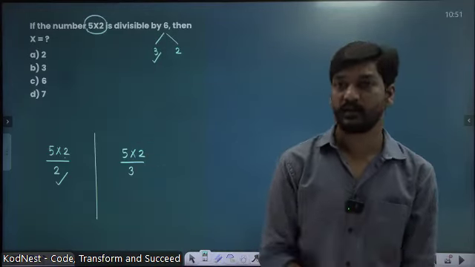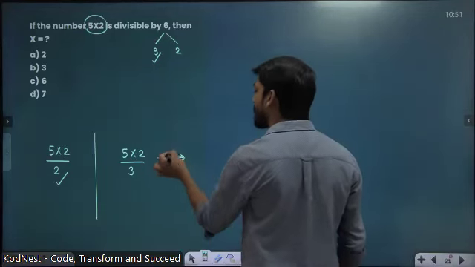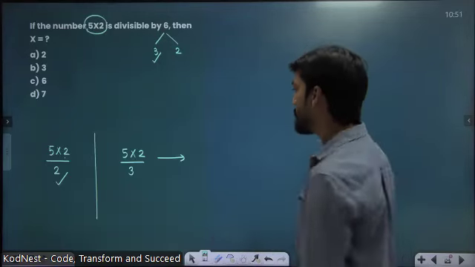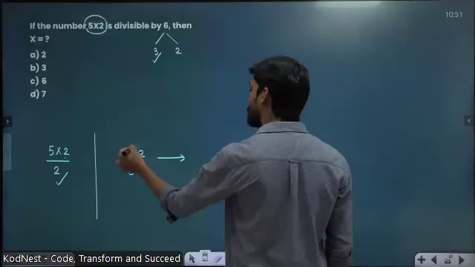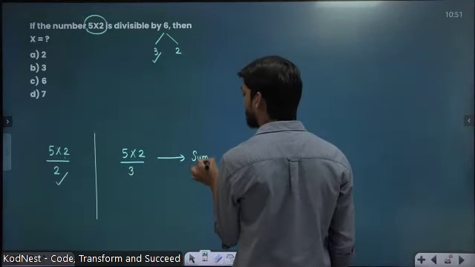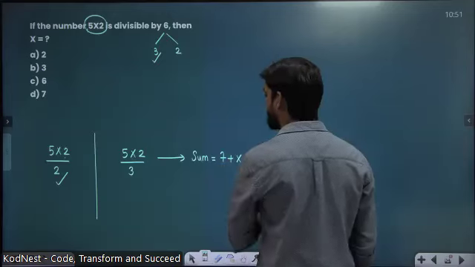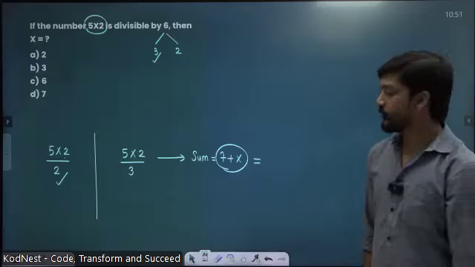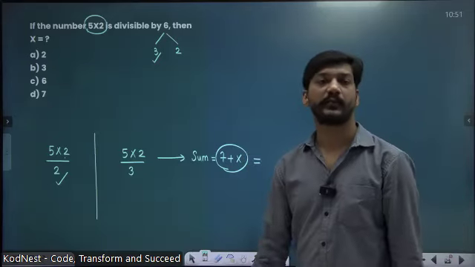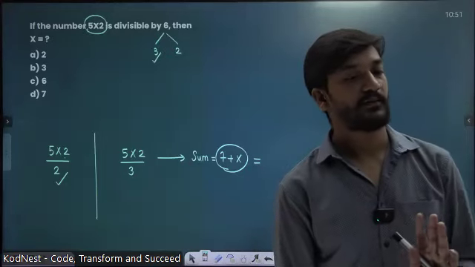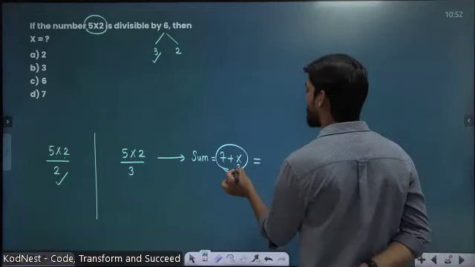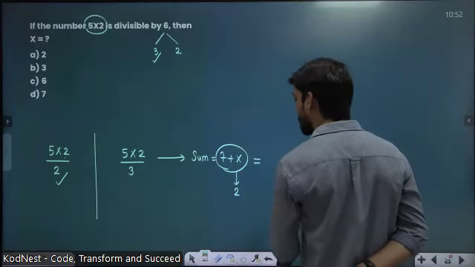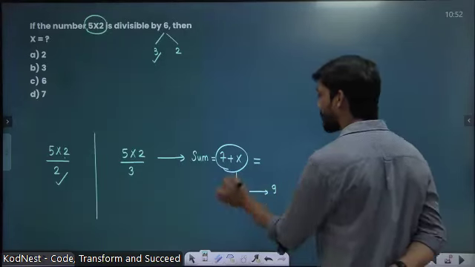Now again, don't overthink. You are dividing by 3. Please tell me what is the divisibility rule of 3? Sum of digits. Okay. So the sum of digits how much? 5 plus 2, 7, 7 plus x. Sum of digits is 7 plus x. This sum should be a value divisible by 3. So please answer, what should be this value? Okay, 2. You are saying 2. Anything else? 7 plus 2 will give you 9. So 2 will give you 9. Anything else?